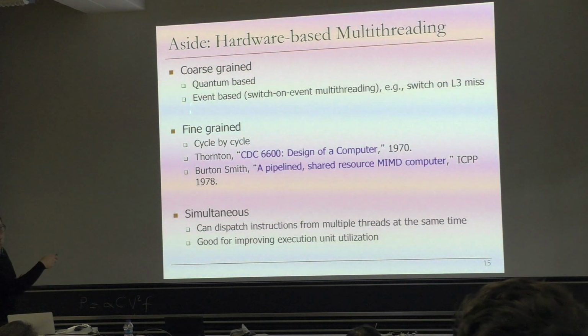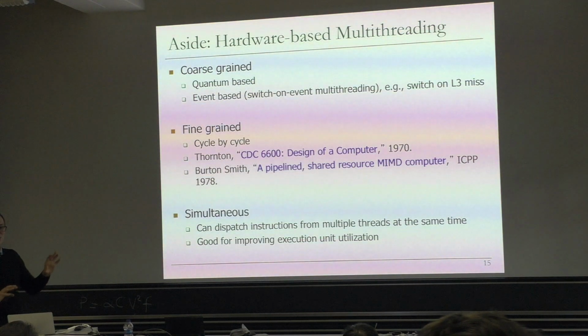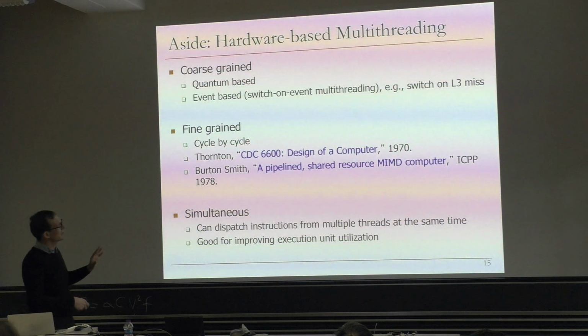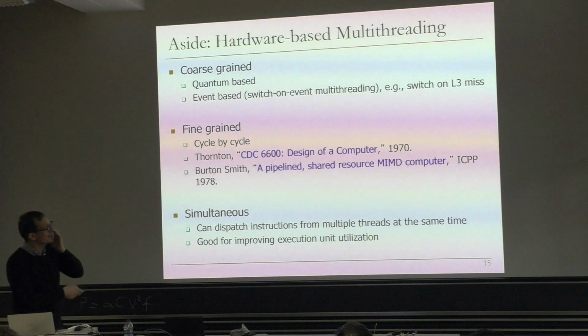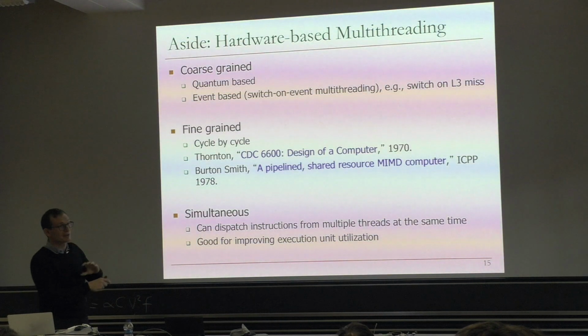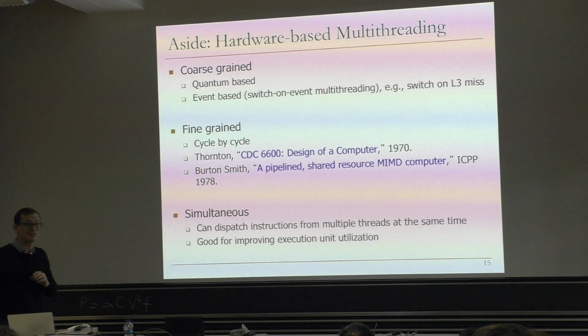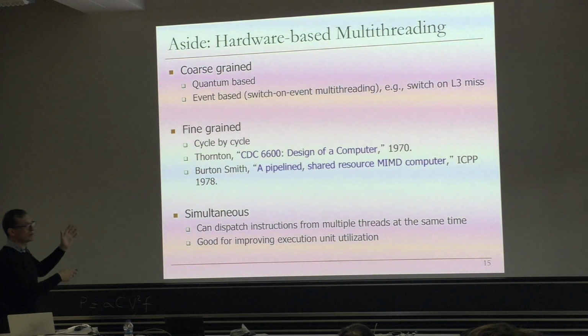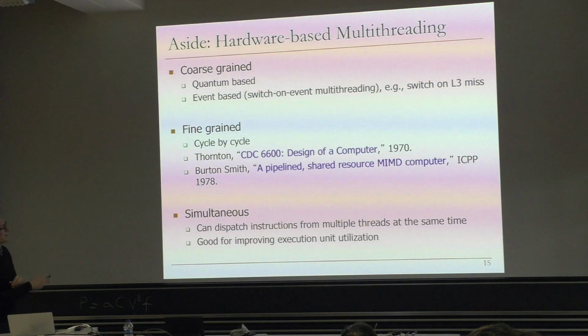Here you get good single thread performance, and when your thread stalls for some reason, you switch to some other thread, right? Or you could do this quantum based. Actually, there are a lot of interesting policies over here. For example, Intel Itanium switched on an L3 miss, and they have a very good explanation of how they did it in a paper that was written in 2005. Clearly, this is also old. It was first employed in the CDC 6600.